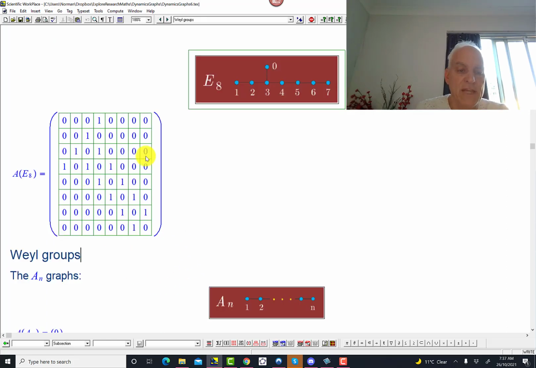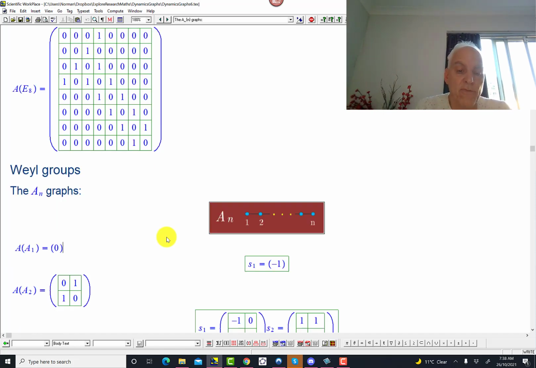And for E8, it's this vertex 3, which is perhaps the most interesting. That corresponds to this column right here. That's the one that has the most connectivity, as you can see with these 3 ones appearing there. Okay, great. So now we have the adjacency matrices. Now let's discuss the Weyl groups themselves.